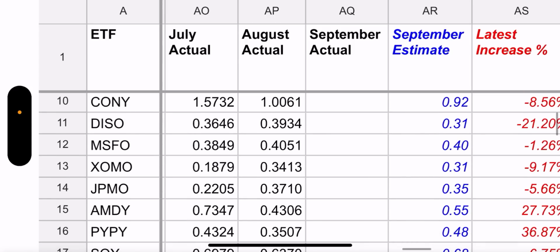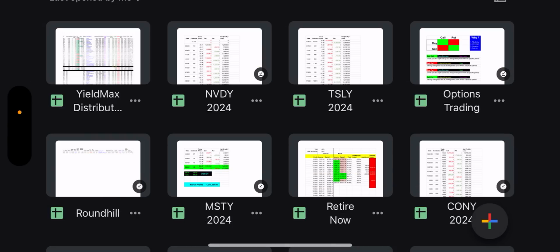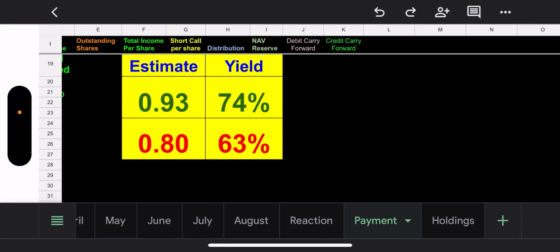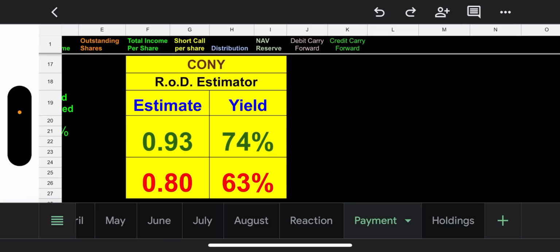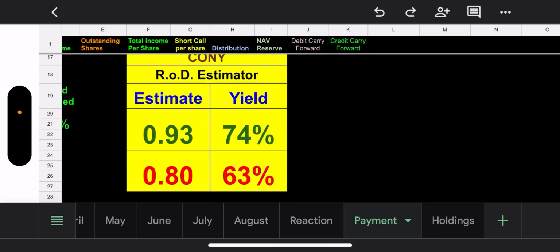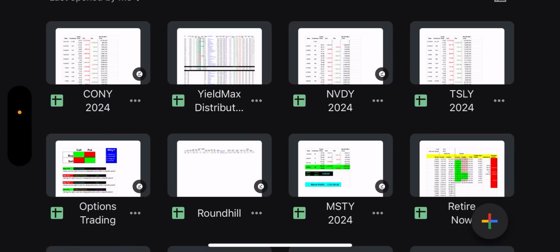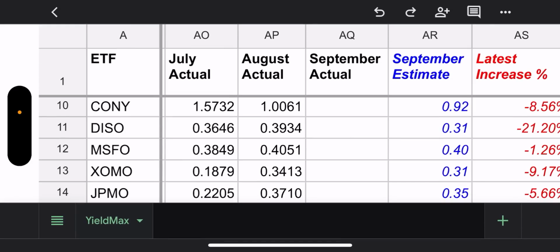CONY, I'm predicting 92 cents. They paid $1 last month. I can go to my sheet to show you why I think that. All right, so again, my estimate based on taxable income is 93 cents. The estimate based on just IV is 80 cents. Again, they paid $1 last month. So that's why I came pretty close to the taxable amount per share I'm showing, which is 93.